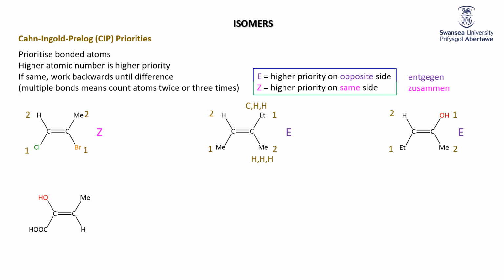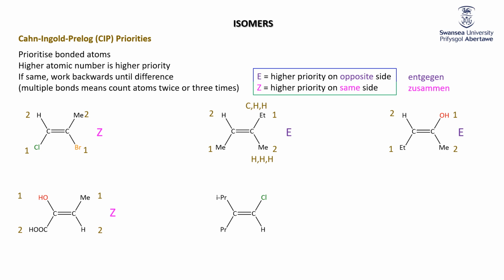Bit more fun here. Left-hand carbon, carbon goes to an oxygen and to a carbon. Oxygen better than carbon. So therefore the oxygen 1, the acid group 2. Here, methyl carbon, hydrogen, carbon better than hydrogen, so 1, 2. So the ones are on the same side of the double bond, making it the zusammen, or Z.